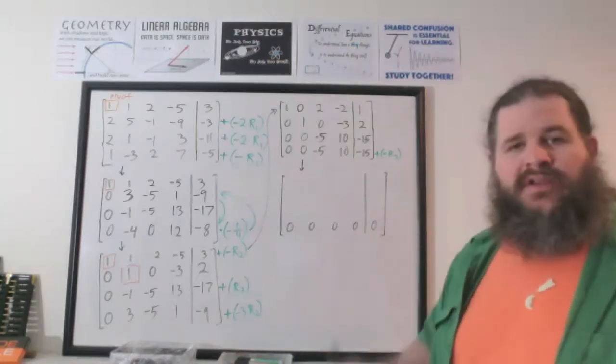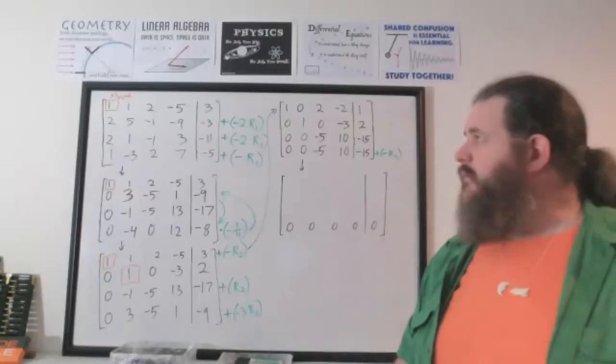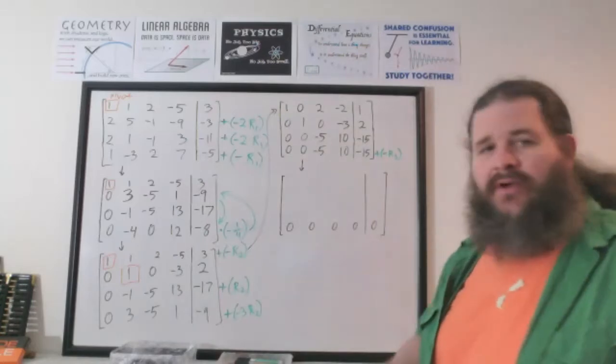So the final row is going to be all zeros. And that tells us it was possible to combine all 4 rows in a certain way that resulted in a row of all zeros.